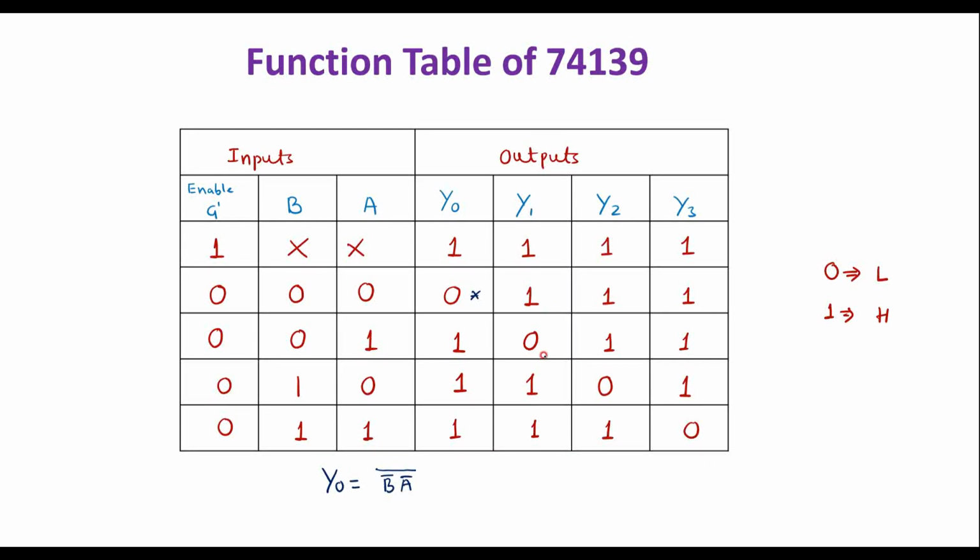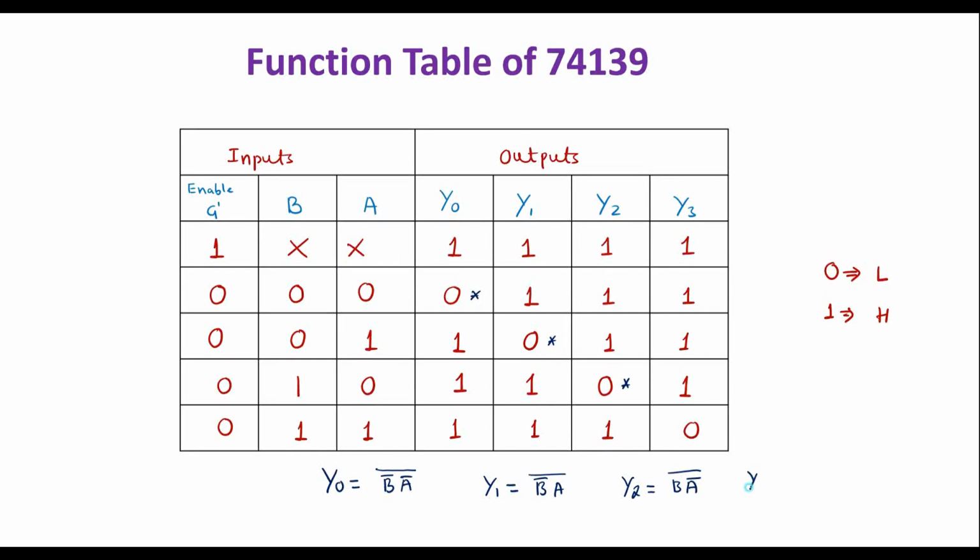Similarly, let me write Y1. In Y1 we have 0 here. The corresponding inputs are B is 0, A is 1. B is 0 means B bar, A, complement. This is complemented because of active low outputs. Similarly, we have Y2. Here we have 0. The corresponding inputs are 1, 0. That is B A bar, complement.